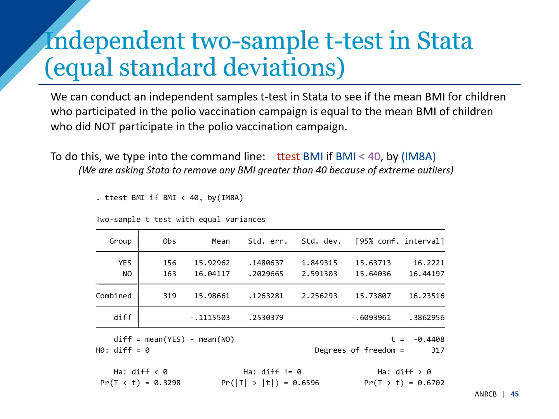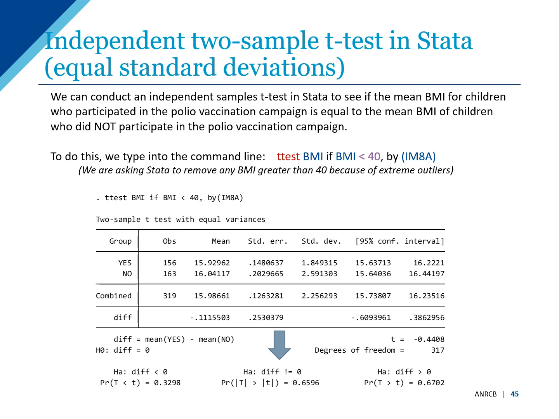We are specifying BMI less than 40 to ask Stata to remove any BMI greater than 40 from this test because of extreme outliers. We can see that the hypothesis is that the difference in means is equal to 0, or that there is no difference. We get a test statistic of 0.4408 with 317 degrees of freedom. The probability of obtaining this value, if the mean difference is not 0, is 0.6596, which is not less than the default alpha of 0.05.